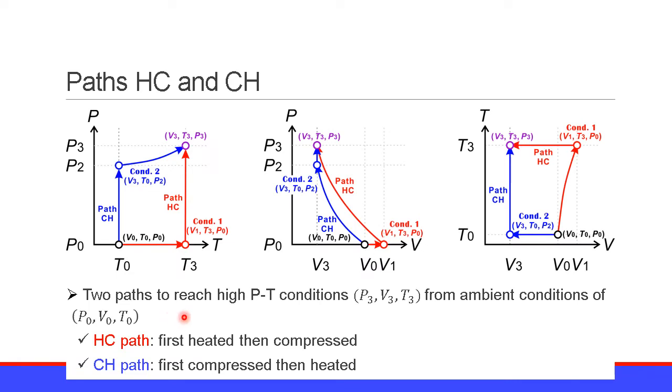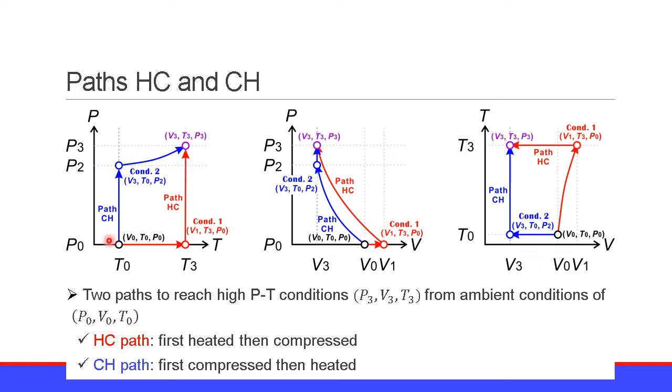There are two paths to reach high pressure and high temperature conditions, P3, V3, T3, from ambient conditions of P0, V0, T0. The first choice is we first heat and then compress, which is referred to as HC path, and the second choice is we first compress and then heat, which is referred to as CH path. These three diagrams explain these two paths.